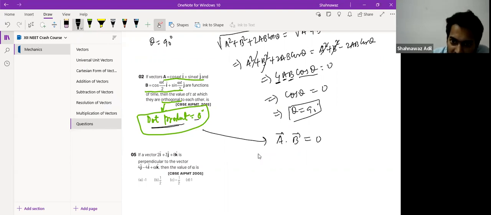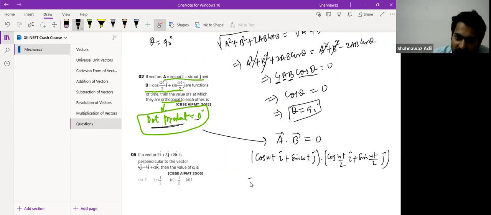Cos omega t I cap plus sine omega t j cap. And then we'll take the dot product of this combination with B, which is cos omega t by 2 I cap plus sine omega t by 2 j cap. We'll use the dot product of the unit vectors. Only I dot I will survive and j dot j will survive.